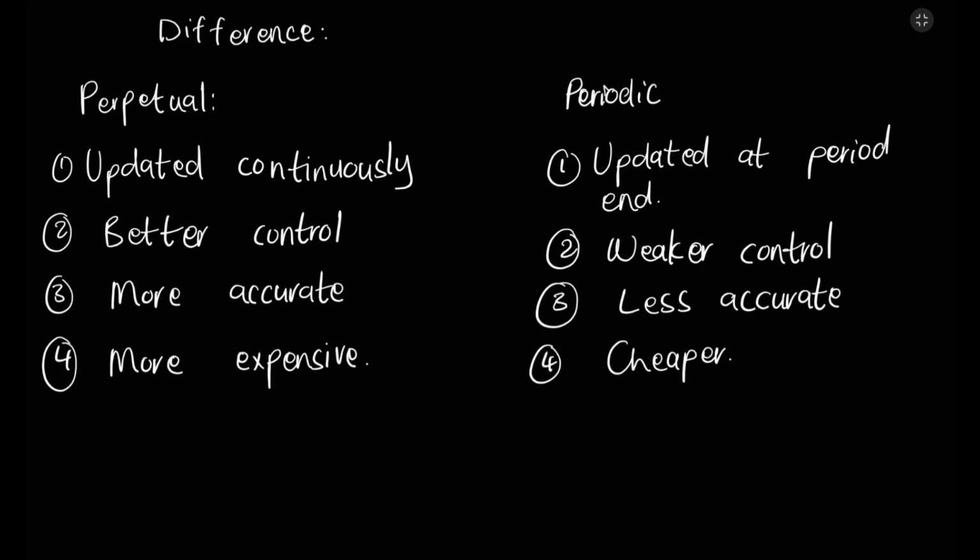What about the periodic inventory system? It's updated at the period end. There's weaker control. It's less accurate as they don't always know the quantity of the inventory. And lastly, it's cheaper compared to the perpetual inventory system. So if you know the perpetual inventory system, just remember that it's the complete opposite of the periodic inventory system. And again, I know that under inventory, there'll be some calculations that you have to remember.